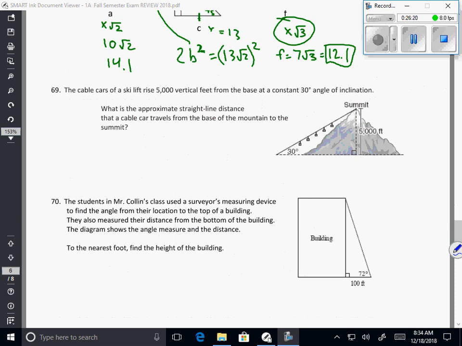Cable cars on a ski lift rise 5,000 feet from the base at an angle of 30 degrees. What is the approximate straight line distance that a cable car travels from the base of the mountain to the summit? So I've got 30 degrees, and I've got an opposite side of 5,000. You can either use trig, or you can go back up and use the 30, 60, 90. If that's the short leg, that's x, and the hypotenuse is always twice that.